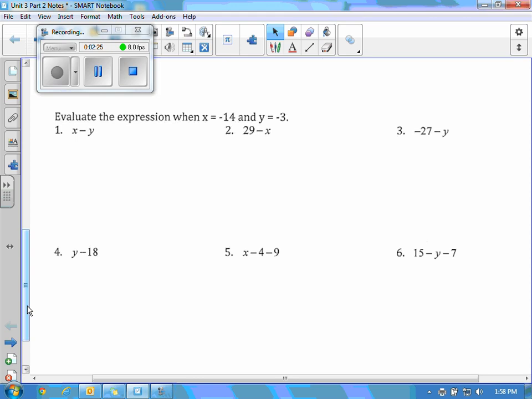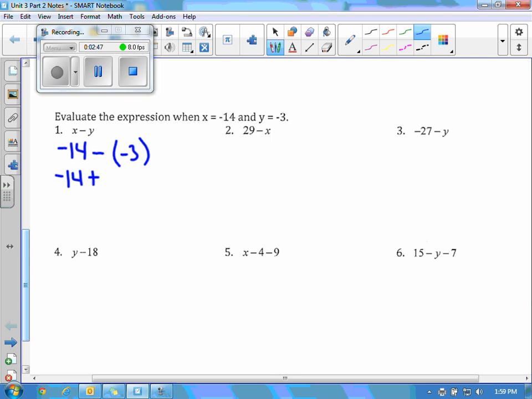Going down, it says evaluate the expression when x equals negative 14 and y equals negative 3. So just like in Part 1, when we're evaluating, that means we're just plugging these numbers in for the variables. So the first one, I have x minus y, so I need to plug in negative 14 for x minus negative 3 for y. So now I need to rewrite this as addition. So keep the first one the same, change subtraction to addition, change the sign of the second one, so negative 3 becomes positive 3. Now I'm adding integers with different signs, so I do the bigger number, 14 minus the smaller number 3, and I get 11, and then I take the sign of the bigger one, so I take negative, this 14 is bigger.